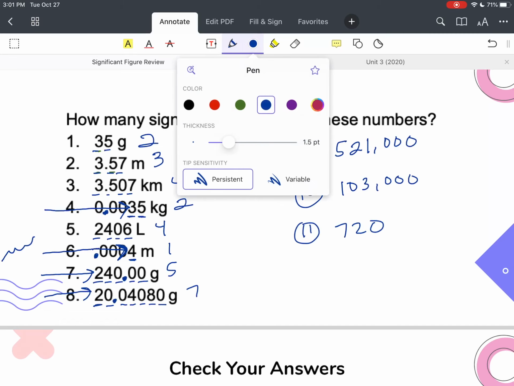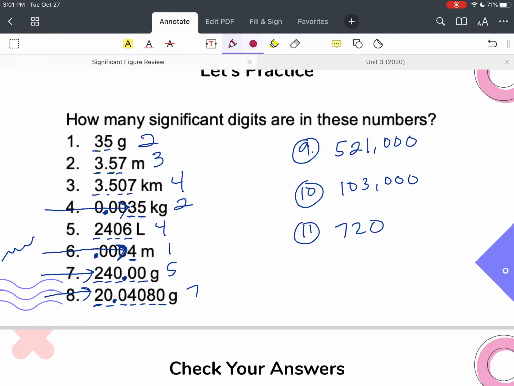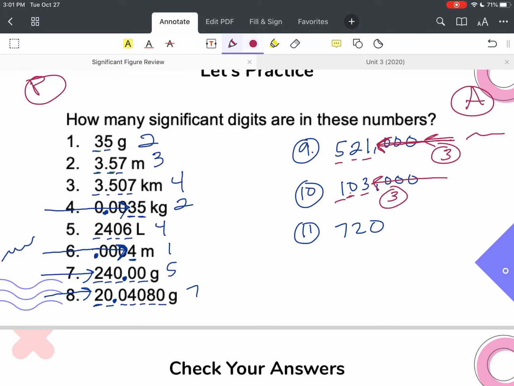Okay, change colors. So number 9, no decimal. Decimal's absent, so I'm starting from the Atlantic. Right, Atlantic's over here, Pacific's over here. I don't start counting until I get to an actual number, so I'm skipping all those zeros. 3. Same thing over here. I don't start counting until I get to a number. 1, 2, 3. Notice how I counted that 0, because remember, once I start counting, I keep going.